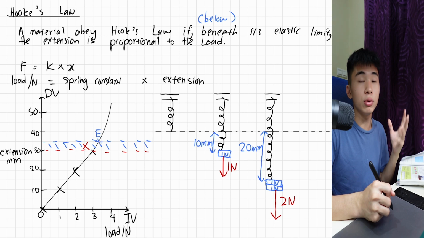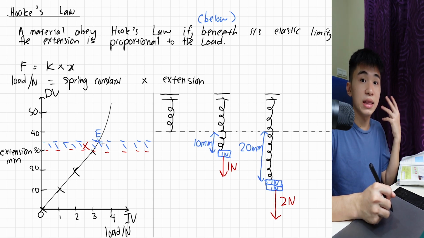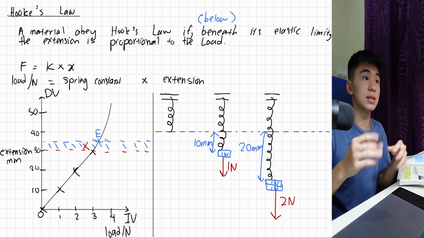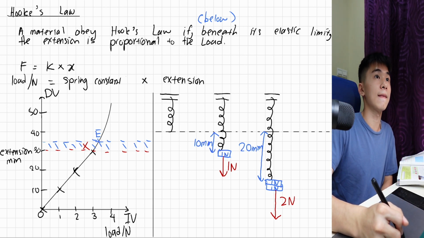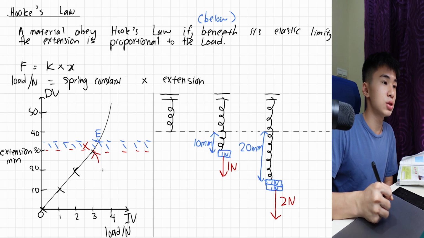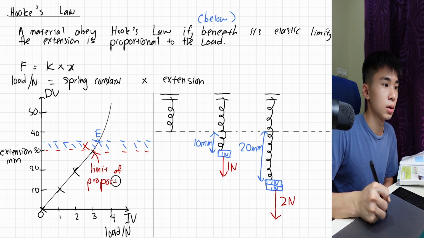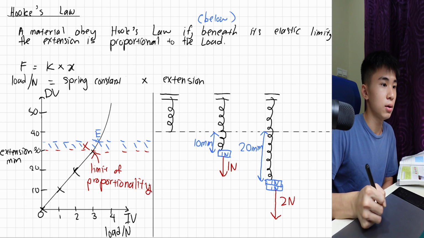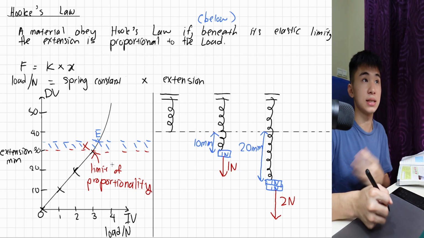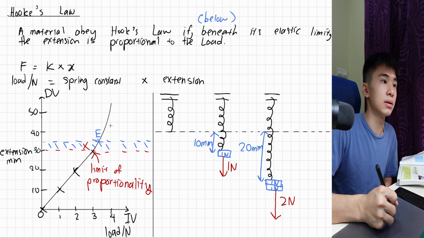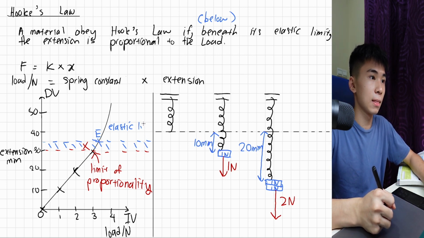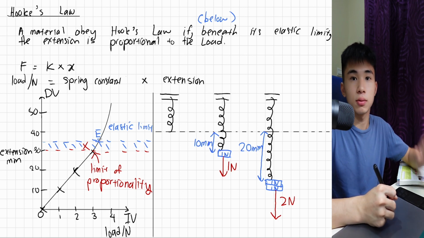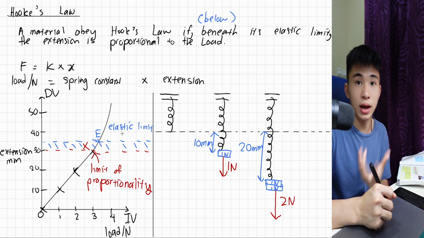But for this point E, even though it does not obey Hooke's law, it does not obey F equals kx, it will still return to its own original length, which means the spring is going to return to its own original length. So this point X I'm just going to call the limit of proportionality, which means the limit of F equals kx. And this point E, I'm going to name it the elastic limit, which is the maximum point where it's going to return to its own original length.